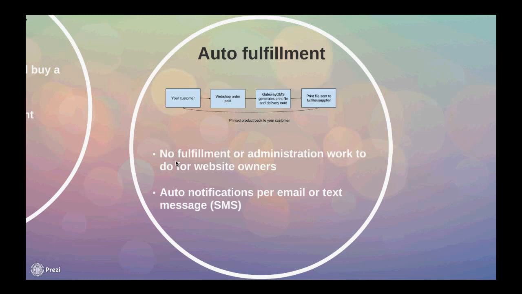You can just start selling personalized products on your website. Our system will also generate a notification per email or text message to your customer to let him know when his product is on the way, when it is produced, and so on. And we can also add a track and trace number, of course. So there is absolutely no administration and fulfillment work for you to do.